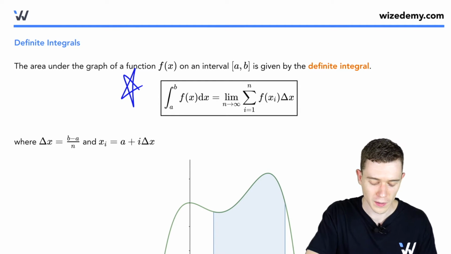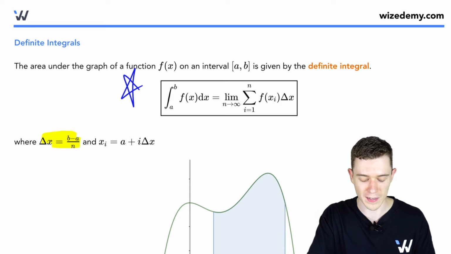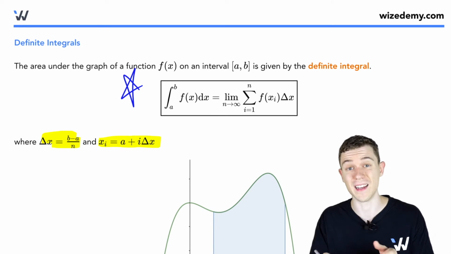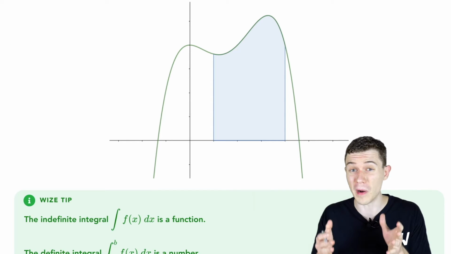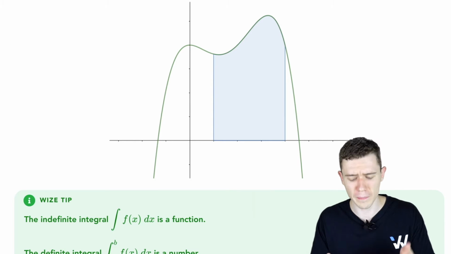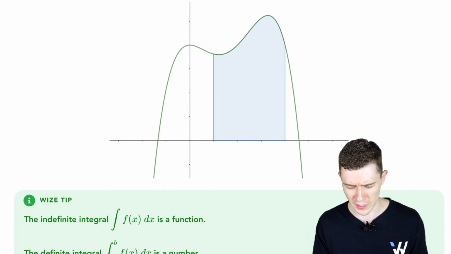To remind you, delta x is still b minus a over n, and we're going to use x sub i as a plus i delta x. And this is totally groundbreaking. We'll be able to exactly compute areas like this shaded region here.